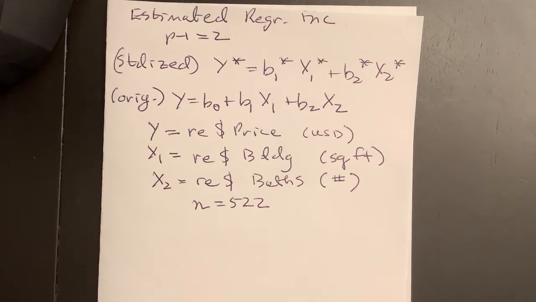And then for the standardized one, b0 should be 0, very close to 0, and so it's gone. So the standardized one is y star, and everything's starred: b1 star x1 star plus b2 star x2 star. Those are standardized. So the first one's clear, I think, what everything means.